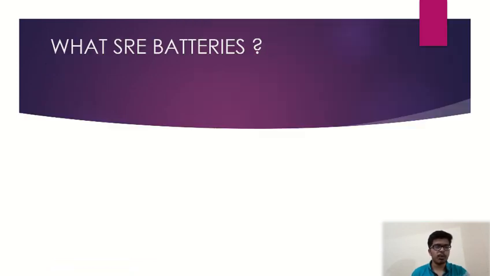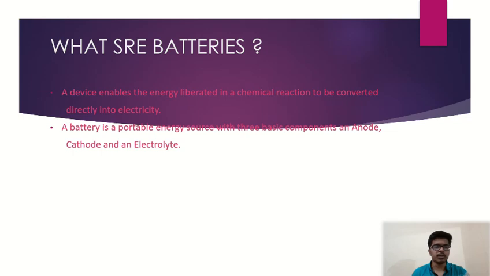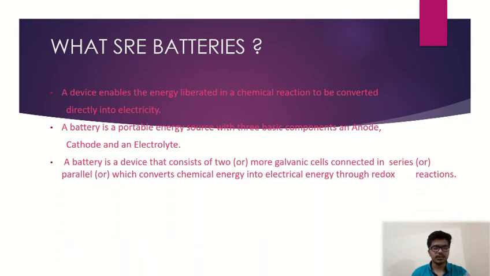First, let's know what are batteries. A device which enables the energy liberated in a chemical reaction to be converted directly into electricity. A battery is a portable energy source with three basic components which are anode, cathode, and an electrolyte. A battery is a device that consists of two or more galvanic cells connected in series or parallel, which converts chemical energy into electrical energy through redox reactions.